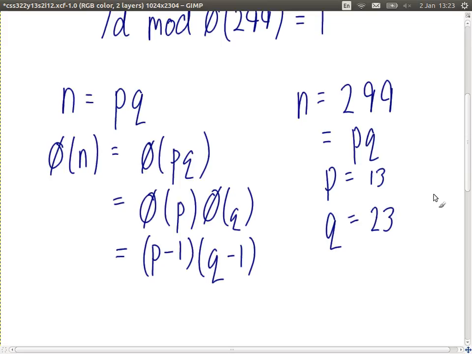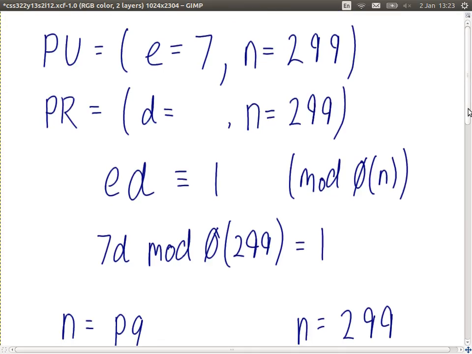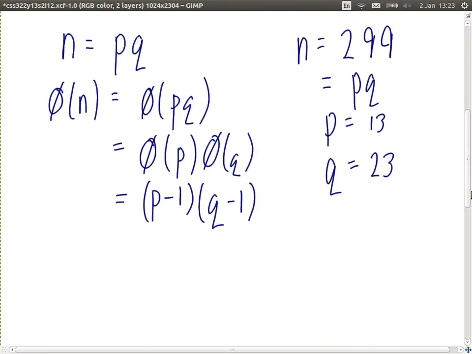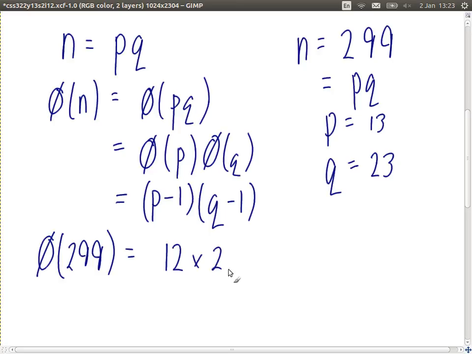Now it's easy. So the first step was easy. The first step, well, I did nothing. I just wrote from the algorithm that this is what I need to solve. The next step, find the totient of 299, involved some thinking. It involved trying some different primes. And we eventually got the answer. Now, that tells us the totient of 299 is P minus 1 times Q minus 1, 12 times 22. So we took advantage of this characteristic of our totient function. The totient of two primes multiplied together is P minus 1 times Q minus 1.